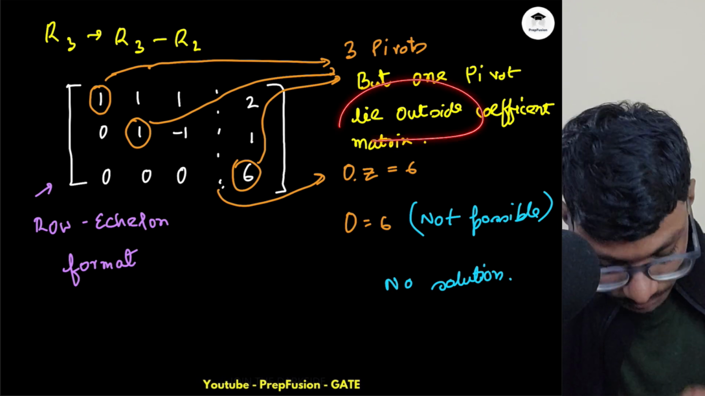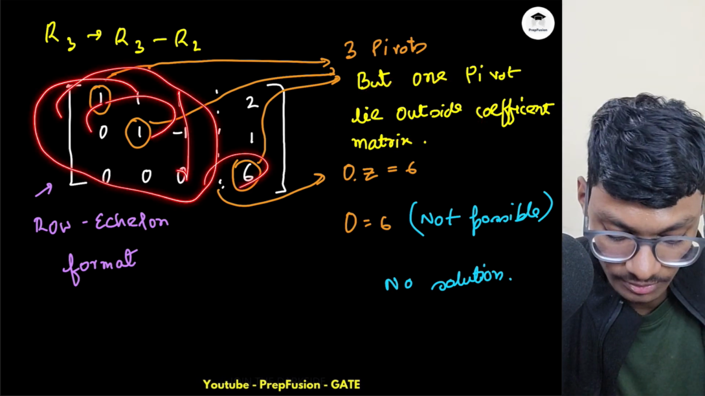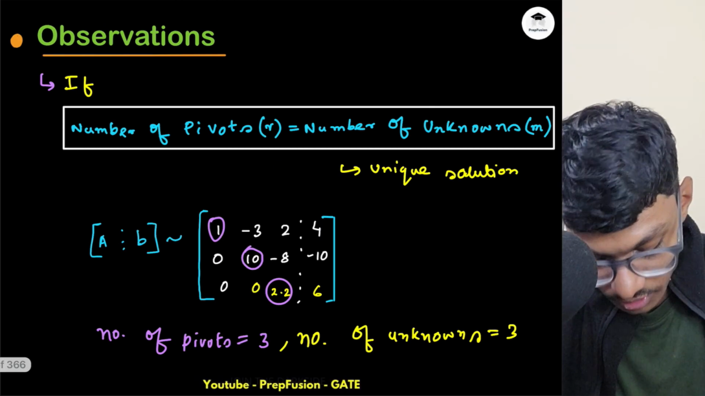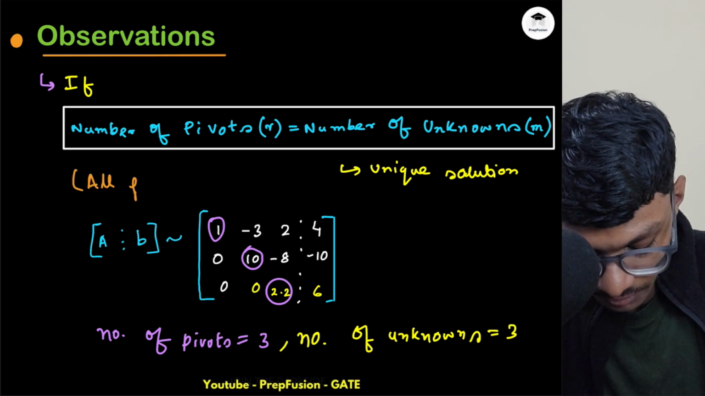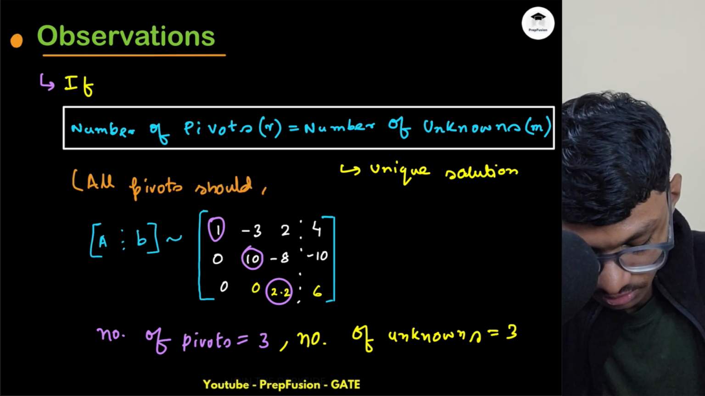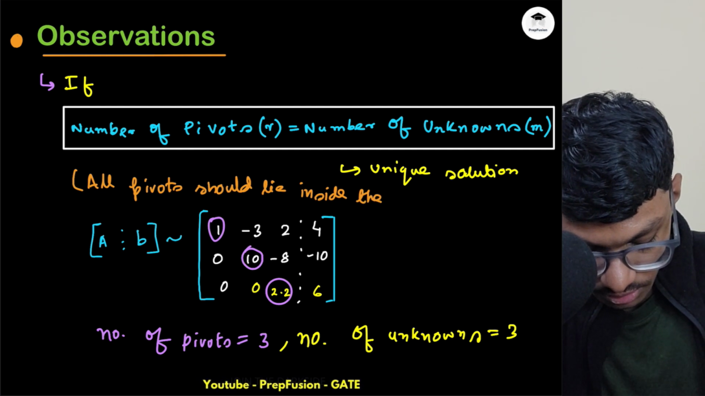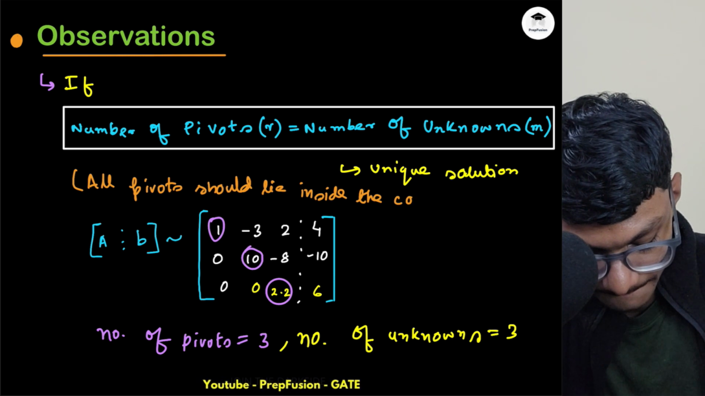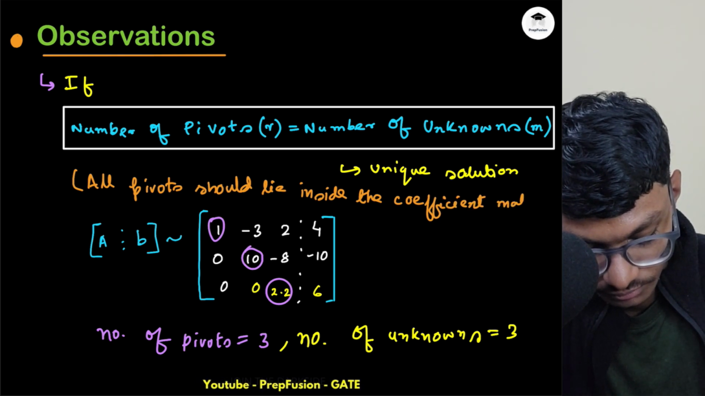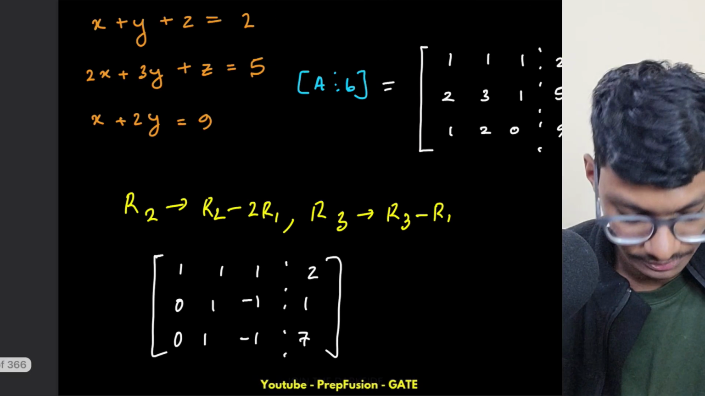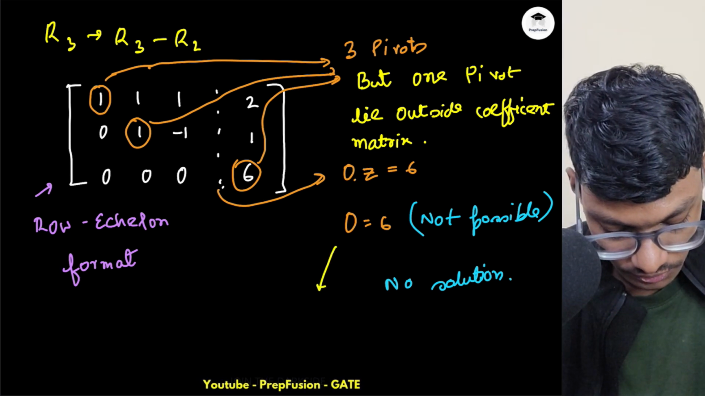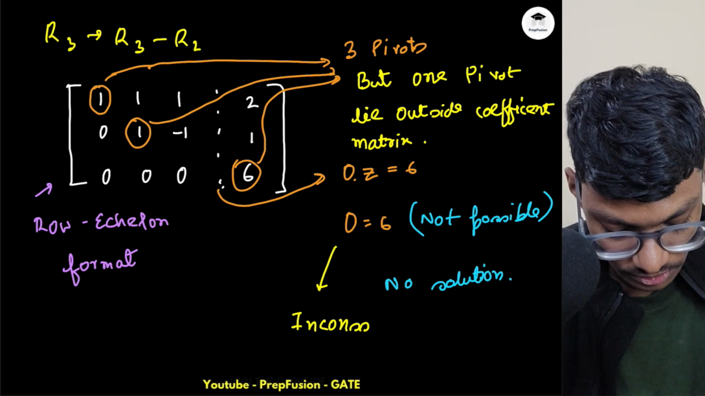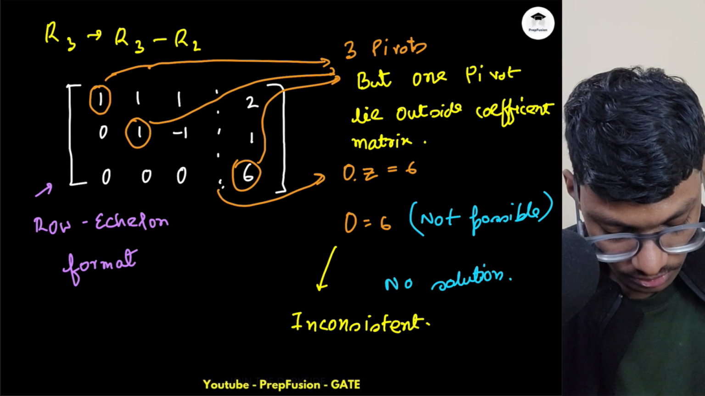If it lies outside the coefficient matrix, that means the number of pivots is lesser than the number of rows we have inside the coefficient matrix. So I should also write another point: all pivots should lie inside the coefficient matrix. So yeah, basically this is an inconsistent set of equations, and in this case we have no solution. Inconsistent. We have no solution basically.